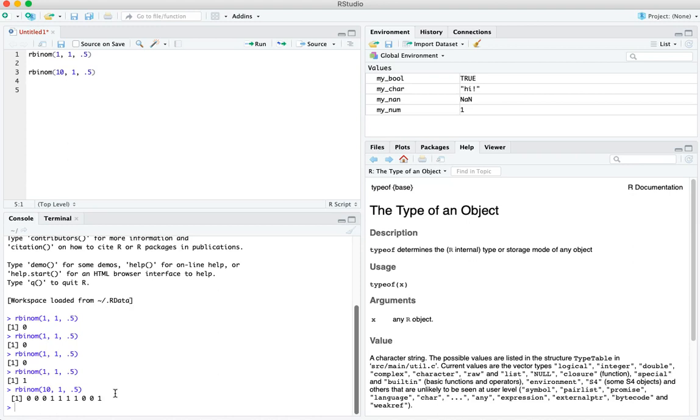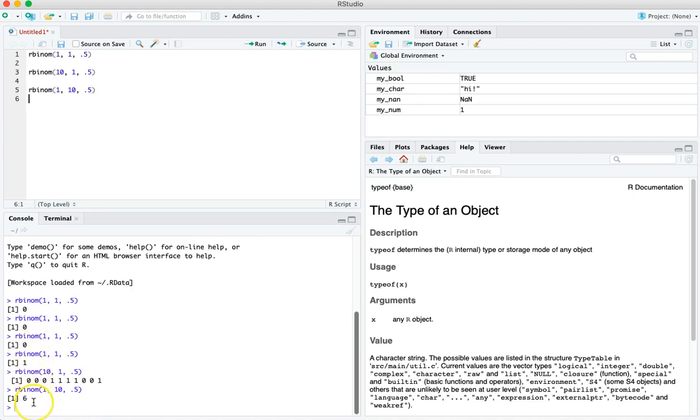All right, so let's look now at what one coin 10 times looks like. Slightly different. One coin 10 times, 50-50 chance. Run that, we get 6. What does that mean? Well, that means that our one coin came up heads 6 times.